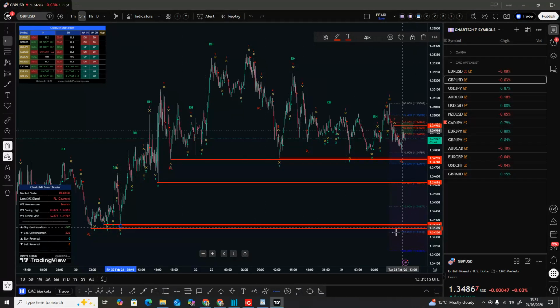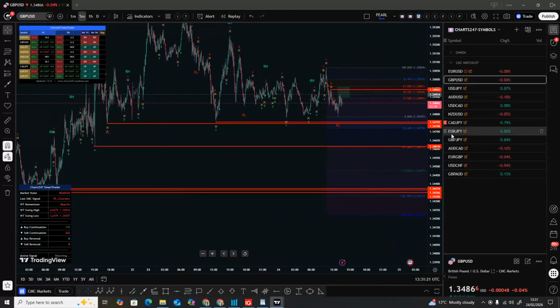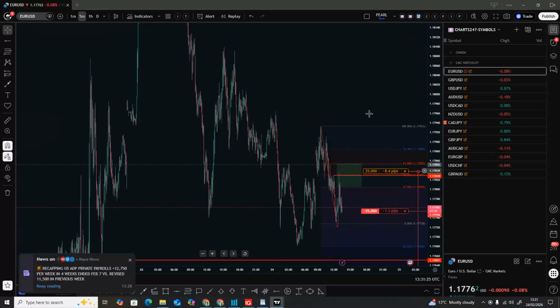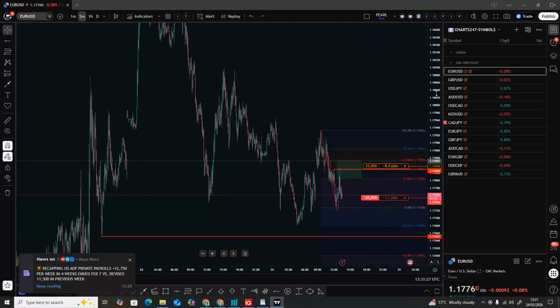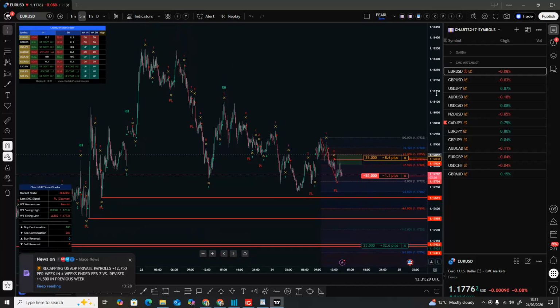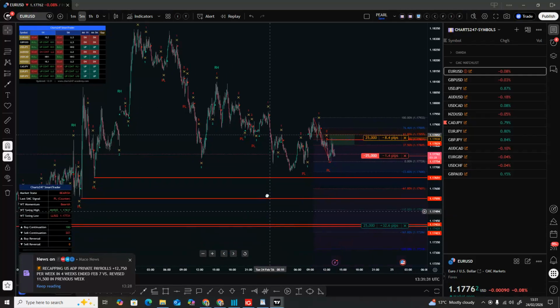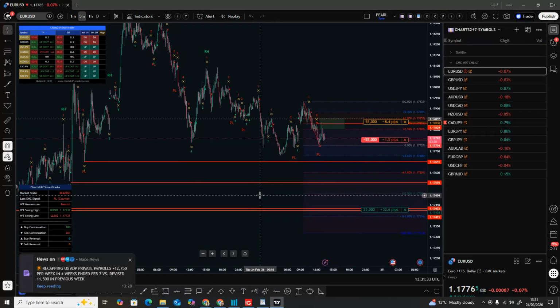Look at that. Extension 161.8. Take a mental picture of this and look at this. Okay, and this is how I like to use 2 pairs to validate each other.